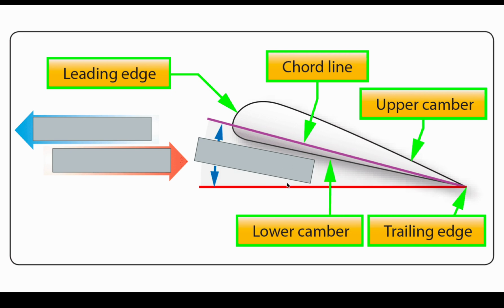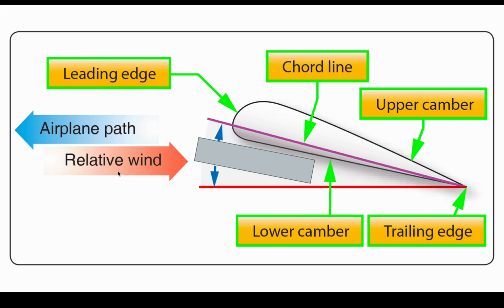Now these next three terms are ones that we're going to talk about quite a bit in depth. The first one is the airplane path. That's the direction the airplane is flying through the air. Then we have, directly opposite the airplane path, the relative wind.